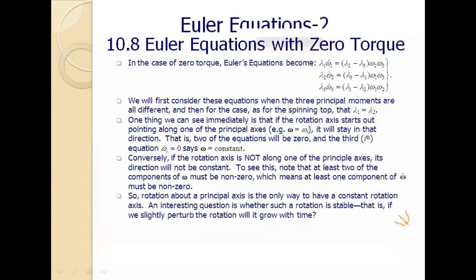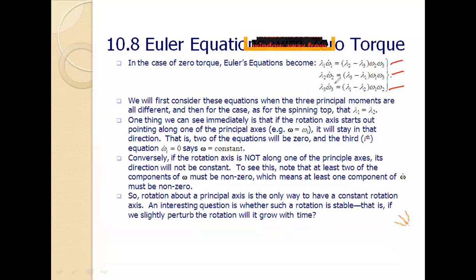Again here I mentioned it because it's equal to 0. I mean the Euler equation with 0 torque. When you keep 0, you're going to get these equations. In case of torque 0, the Euler equation becomes this. You bring the other side, you will get this one. We will first consider this equation when the 3 principal moments are different, and then for the spinning top, this is 0, and lambda 1 is equal to lambda 2.